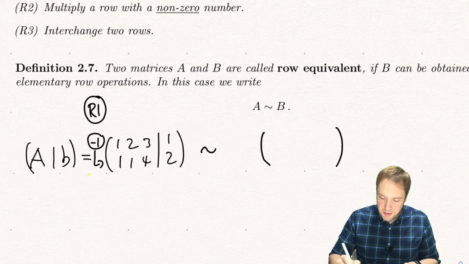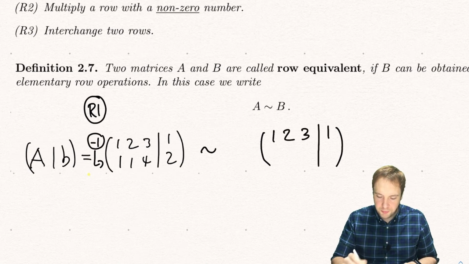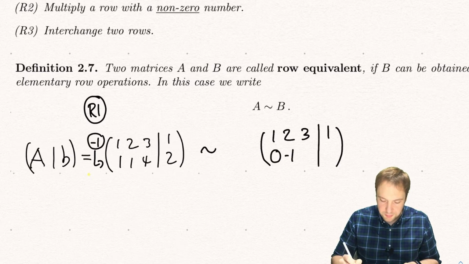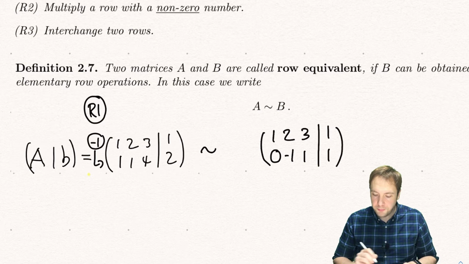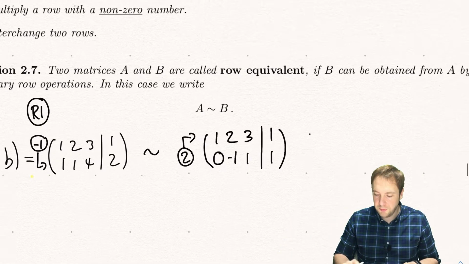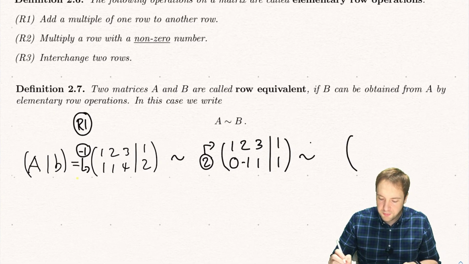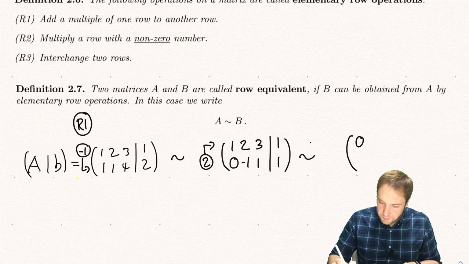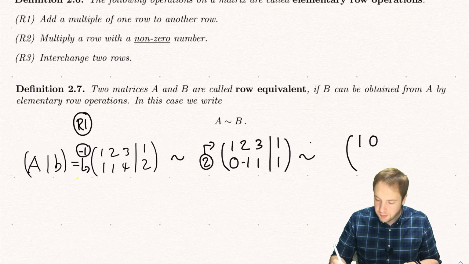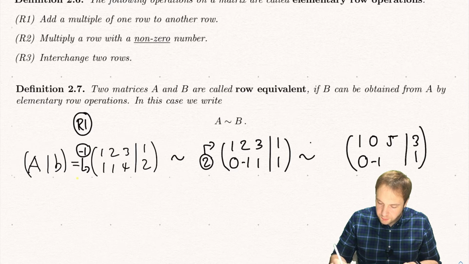So applying this row operation gives a new matrix, which is row equivalent, so I just write this row equivalent. And in this case, the matrix I get is this. So now I subtract the first row from the second. So I get 0, -1, 1, 1. And here we do the same as before. We take this row and add it 2 times there. And then I get again a row equivalent matrix: 1, 0, 5, 3, 1, 0, minus 1, 1.